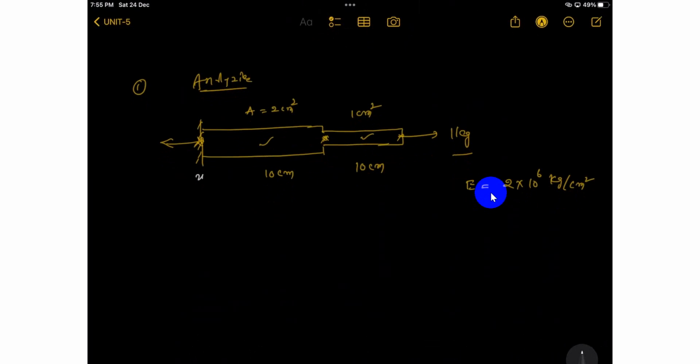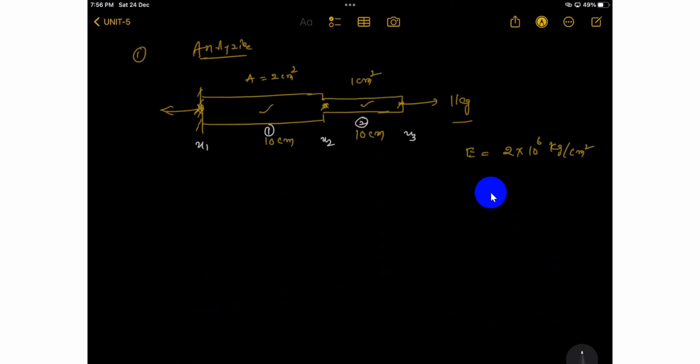So I will choose this as node 1, this node 2, this node 3, this is element 1, this is element 2. You can solve it in seconds with strength of materials understanding, but in finite element analysis you will see the problems step by step. With step by step understanding, you can solve more complicated problems easily in finite element analysis or matrix methods.